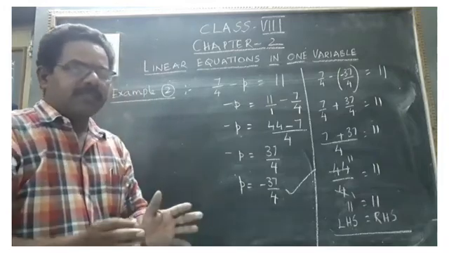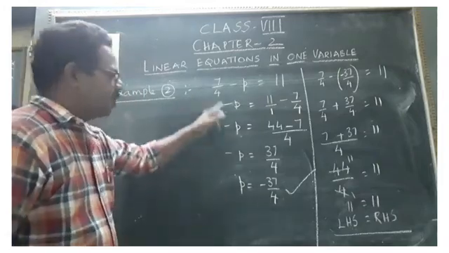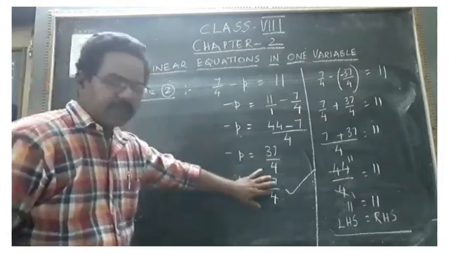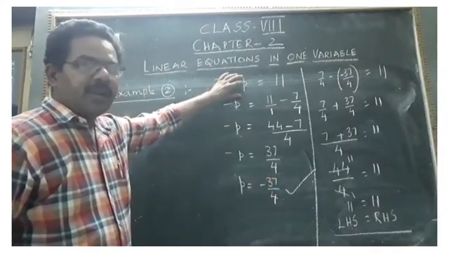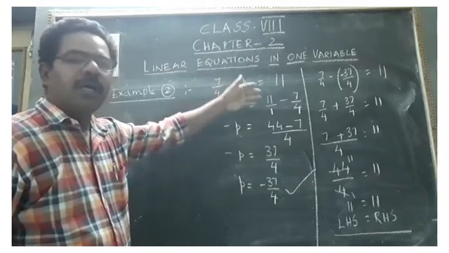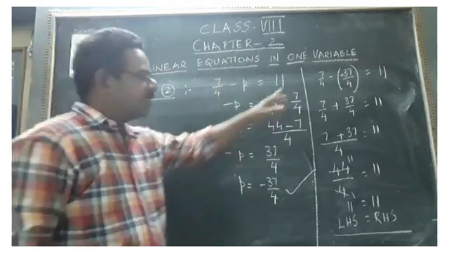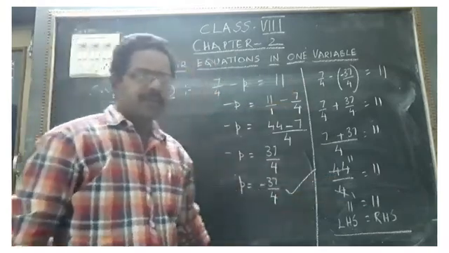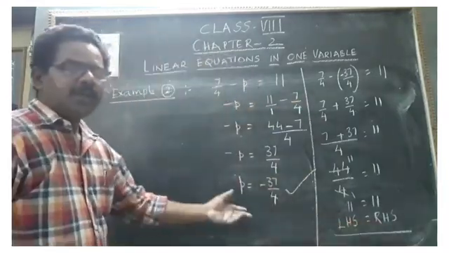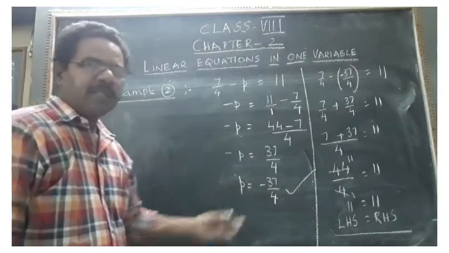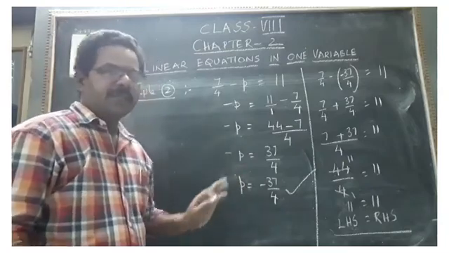For each and every sum, after getting the solution, it should be substituted in the equation for our verification. That is also called a cross check. We have to check whether it is true or not. If you get both sides equal, your sum is correct. Otherwise, it has some mistake.